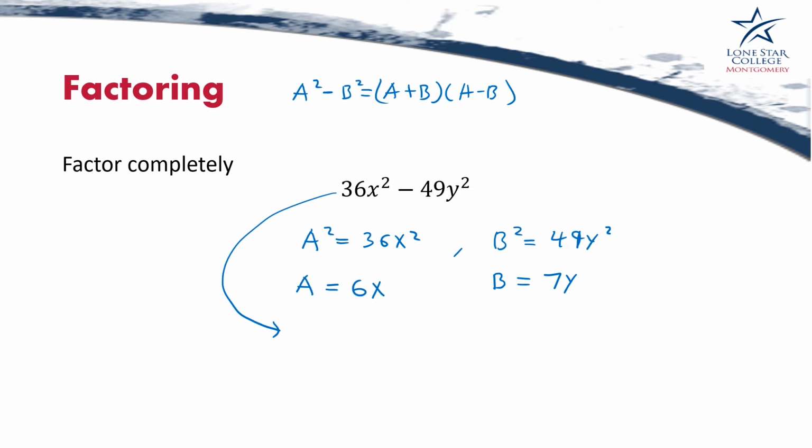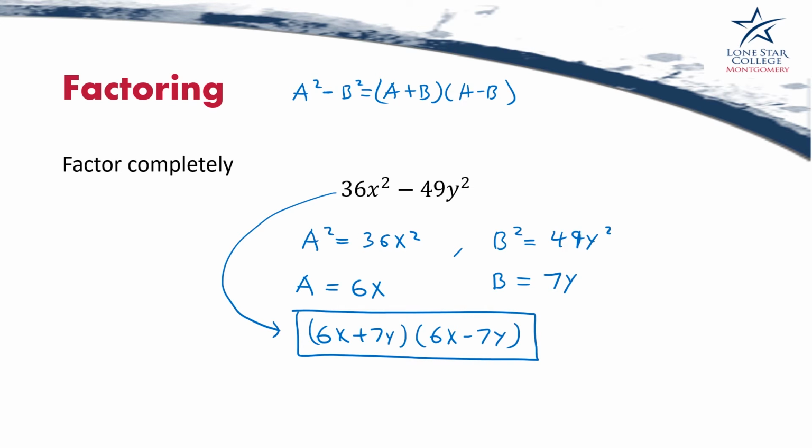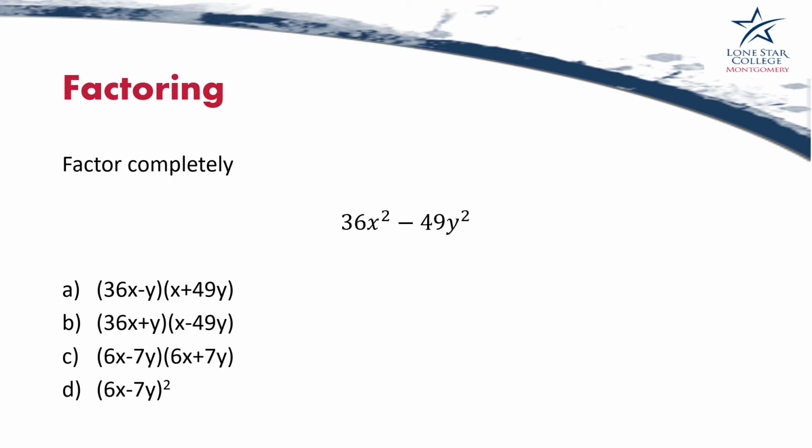This is equivalent to saying a plus b, 6x plus 7y, and a minus b, 6x minus 7y. And that would be the factored form. And again, you can always check by FOILing, which should get you the original answer. 6x minus 7y times 6x plus 7y.